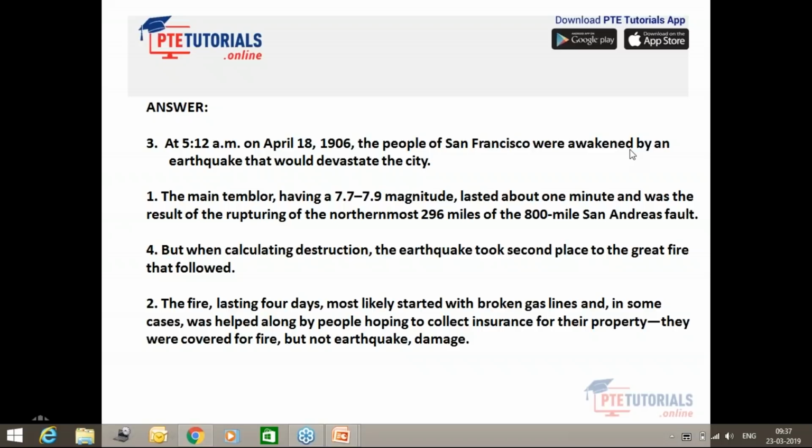To the Great Fire that followed, the fire lasting for. In the previous three, you haven't talked about fire. Only in number 4, you will talk about fire. So it will be connected to number 2. 4 and 2 is a direct pair. The fire lasting 4 days, and done. No need to read it again.